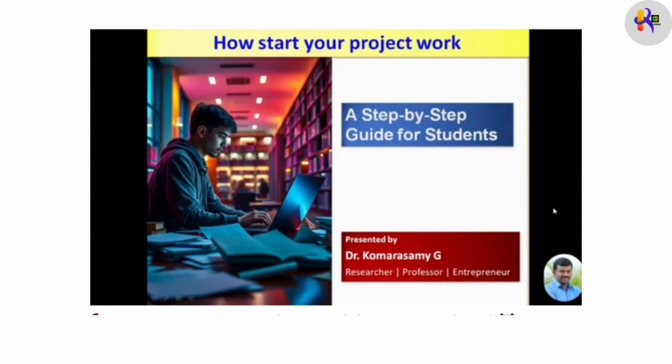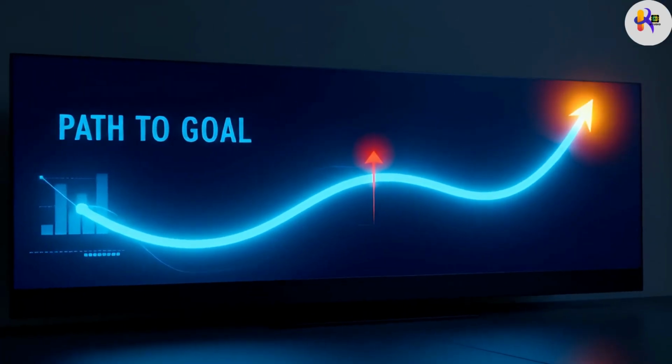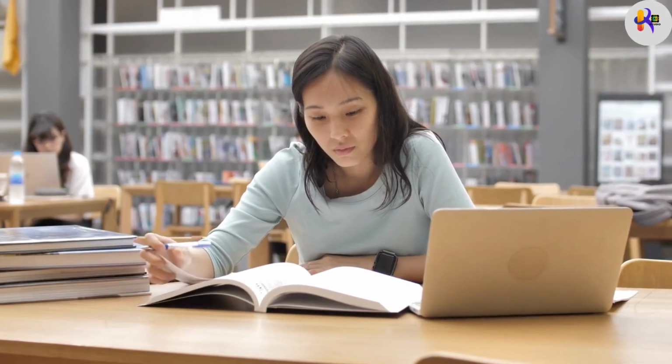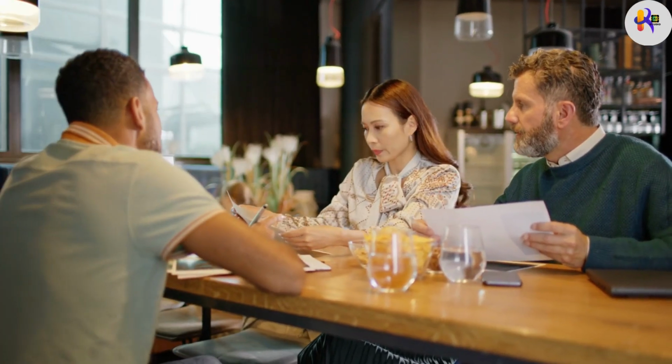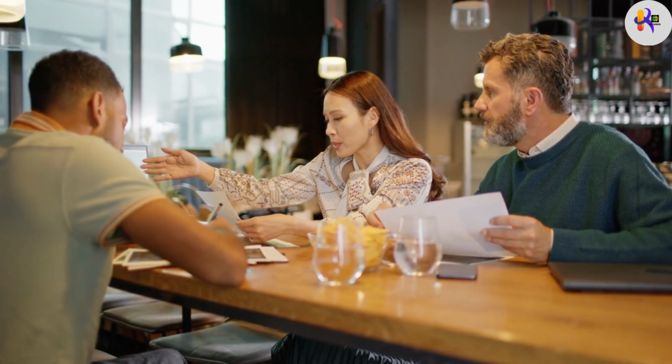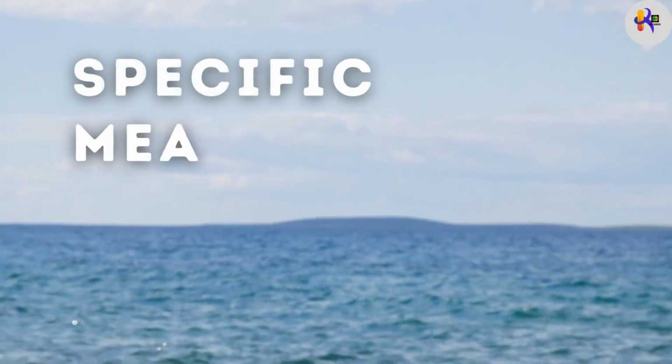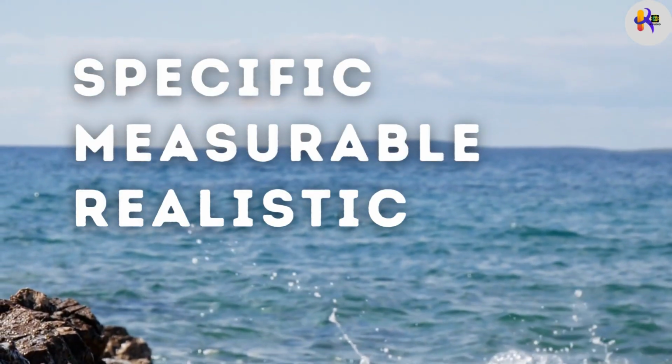Point number 2. Objectives. Next step, make the objectives. These are the goals you want to achieve with your project. Write them in bullet points so they are easy to read. Instead of writing paragraphs, use short, clear statements. Make sure each objective is specific, measurable, and realistic.